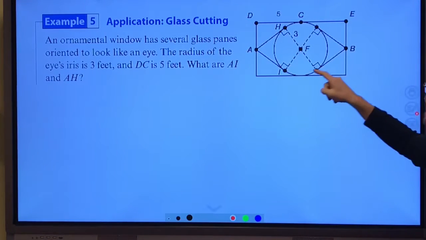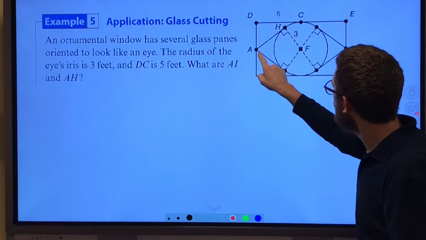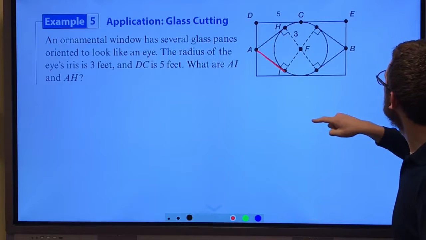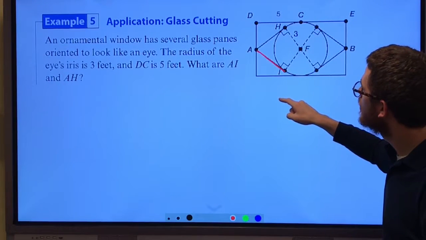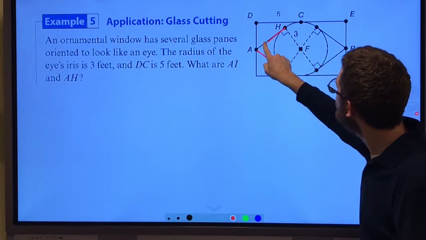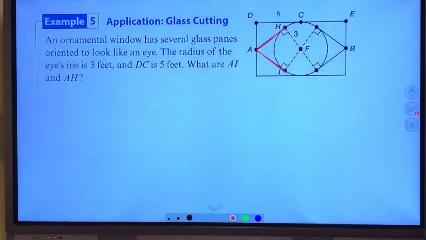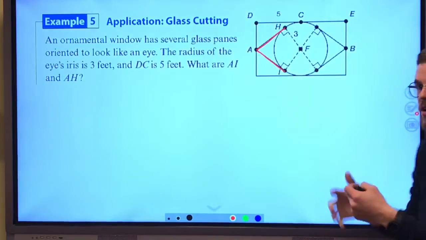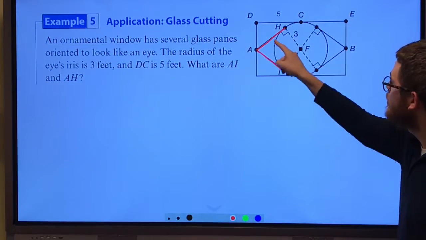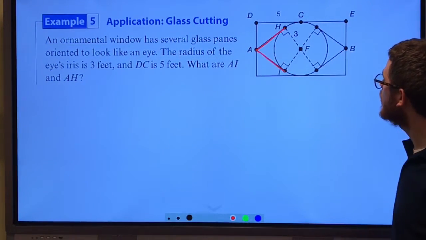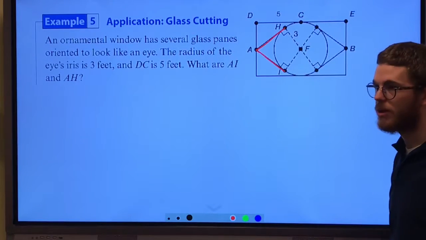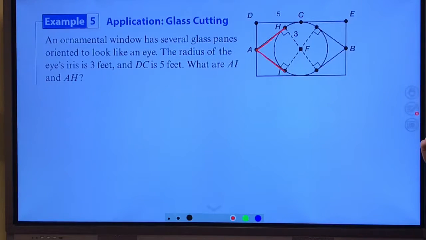We want to find AI right here. We want to find AH right here. Well, first of all, we know they're going to be the same thing. If we find AI, we found AH, they are the same answer because these are both tangents coming from the same exterior point to the same circle. So if we can find AI, we can find AH. They're the same thing. Okay, so let's think about what we can use here.